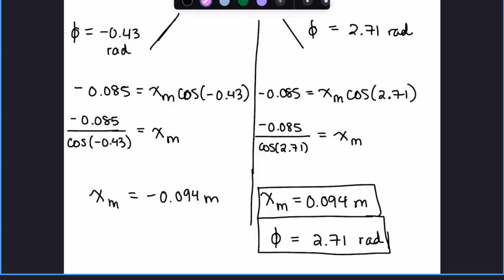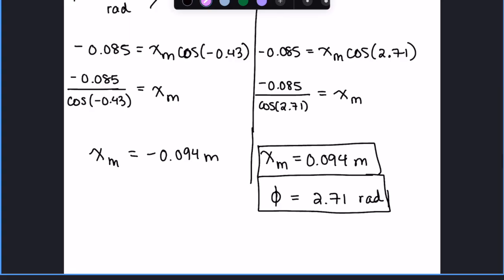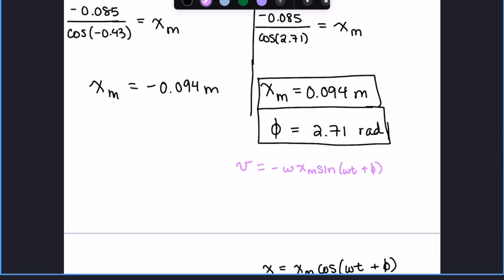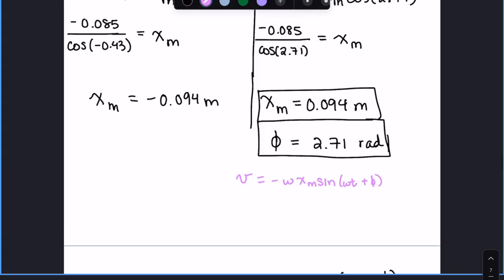Okay, good question. I think that was a good place to start. Yeah? And how do you know if it's the correct phi? So if I wanted to check from here, my velocity equation would be looking something like this. Omega t plus phi. I would just run this with a case where phi is equal to the negative 0.43 radians and run the equation when t is equal to 0.